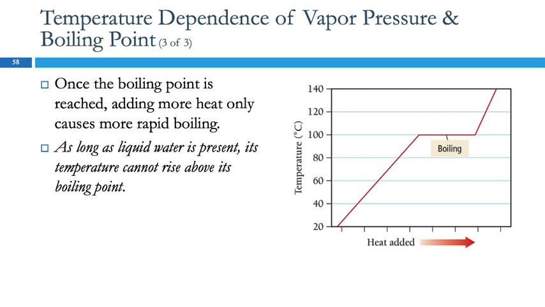So here's a graph of temperature versus amount of heat added. So if we take some water at 20 degrees Celsius and we add heat to it, it's going to get warmer, right? Until we get to the boiling point, and when we get to 100 degrees, it's going to start boiling. Once it starts boiling, it doesn't matter how much heat you put into it, the temperature will not go up.